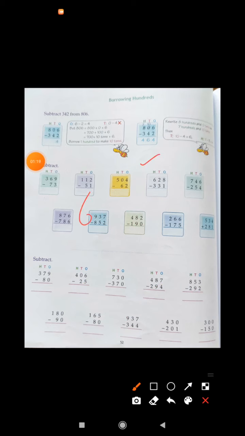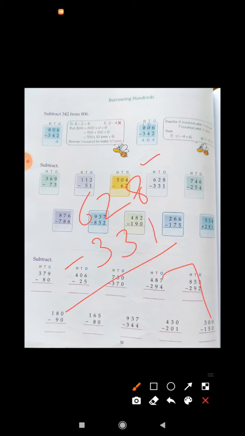Next question, 628 minus 331. 8 minus 1 is 7 and 2 is less than 3. Take from here. It will be 12 and here will be 5. 12 minus 3 is 9. 6 minus 3 is 2. The answer is 297.